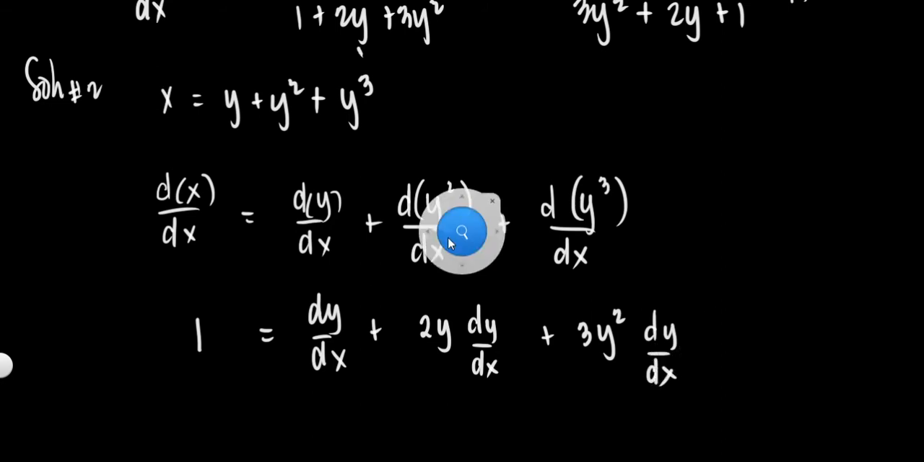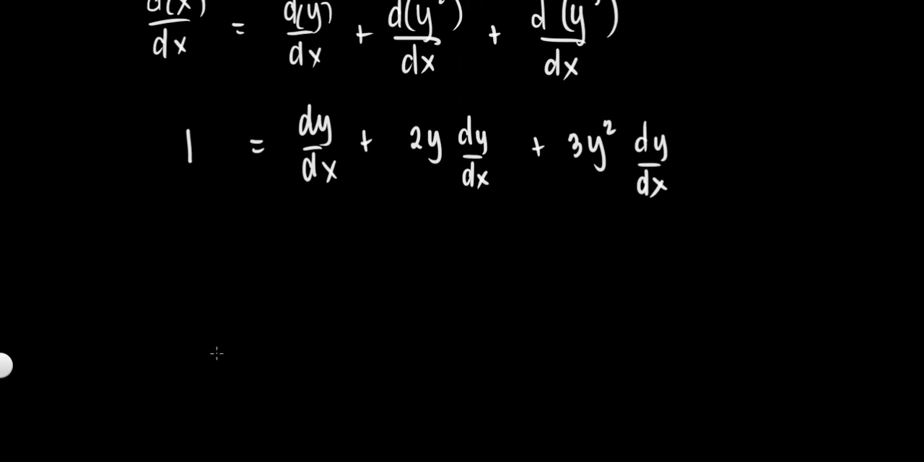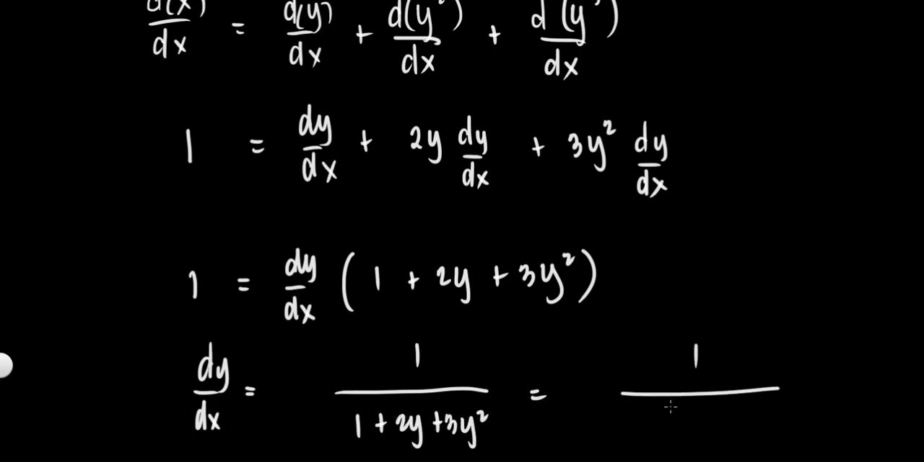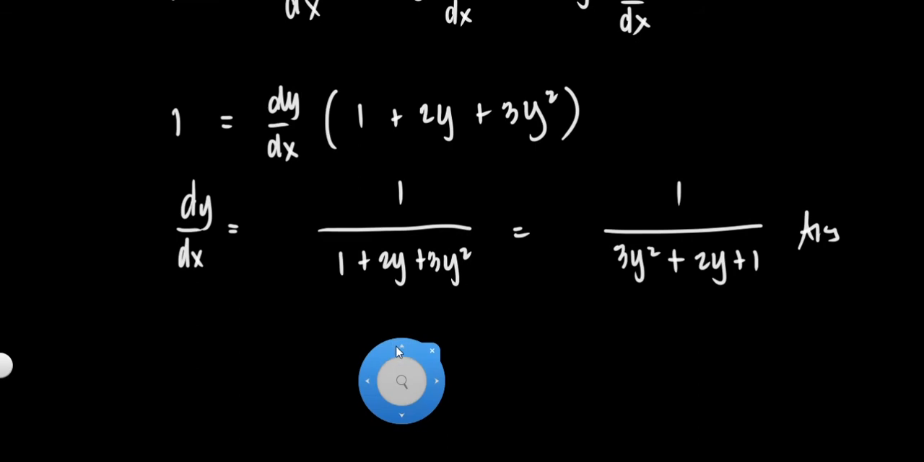Okay? Then you factor out the dy over dx. So 1 equals the dy over dx times quantity 1 plus 2y plus 3y squared. Then you solve for dy over dx by dividing both sides by 1 plus 2y plus 3y squared, or this is 1 over 1 plus 2y plus 3y squared, or 1 over 3y squared plus 2y plus 1. Same answer. Okay? So, example number 2.